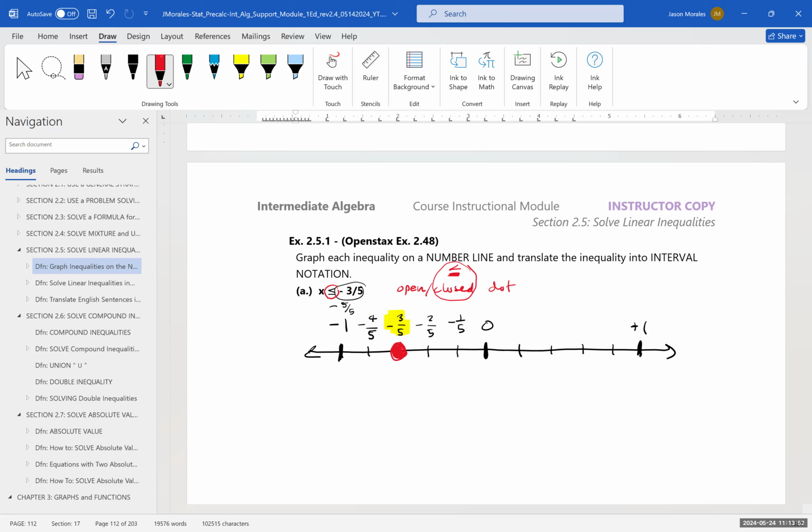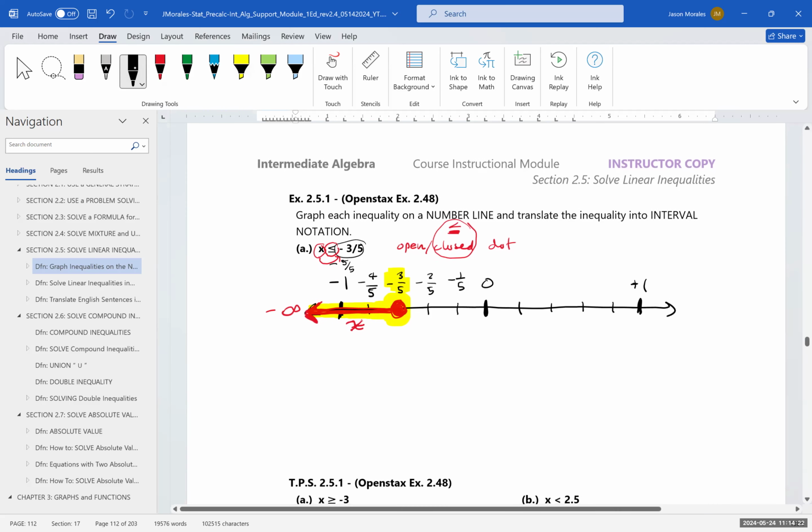And we're interested in values of x that are less than -3/5. So that's going to be towards -infinity, like that. So this is where the values of x are going to live. Values of x that are less than or equal to -3/5.